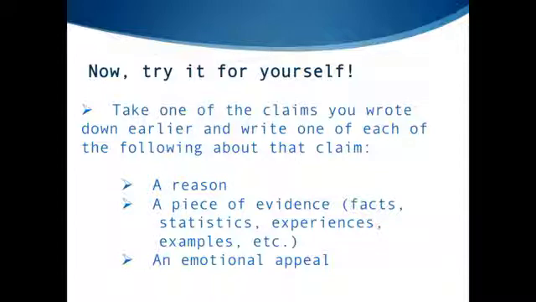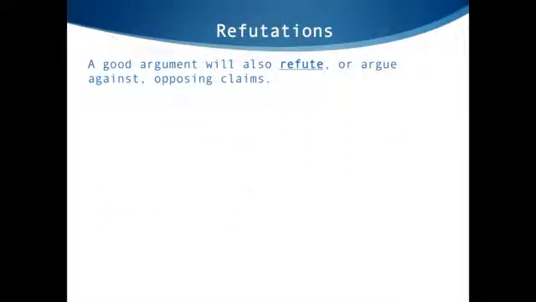Okay, so hopefully this is pretty clear, pretty straightforward so far. So finally, let's discuss briefly refutations. That was the last thing we considered. Once again, a good argument will also refute or argue against opposing claims. So it's one thing to argue your own side, to have your own claim, your own reasons, your own evidence, and your own appeals. But what about considering the appeals that the other side is making?